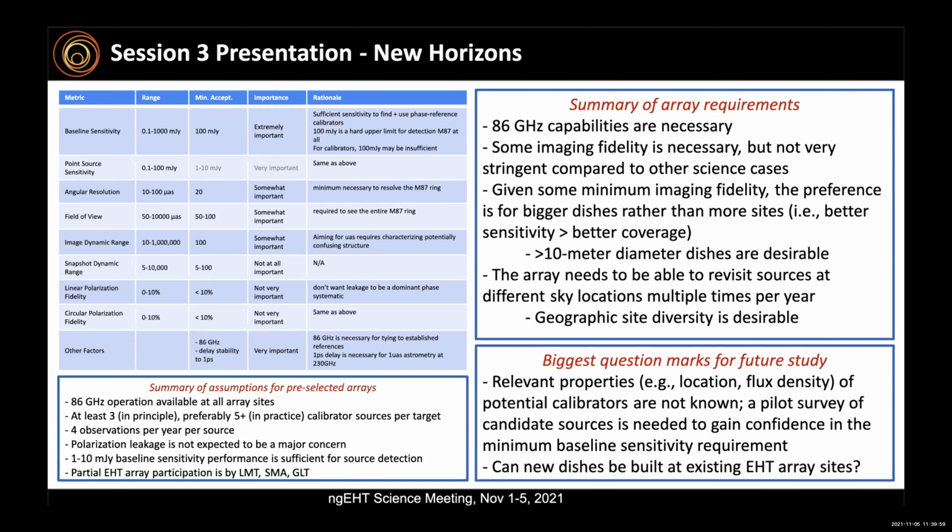And similarly, we don't really need polarization fidelity, except for the fact that we don't want contamination to mess up our source structure measurements. So we left this at 10%, but it's worth future study, but there's no reason to go to very high polarization fidelity requirements here at the moment. Just in terms of what arrays we were considering, I think this is on the next slide.